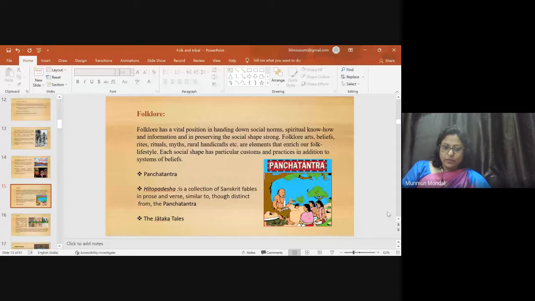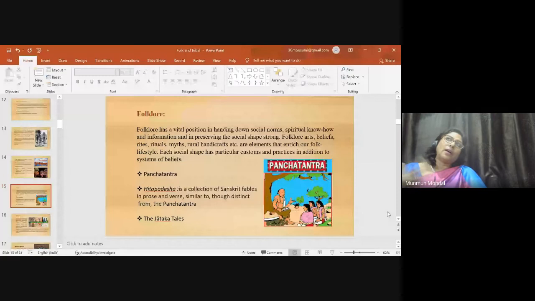And with these stories, definitely there are some kinds of hitopadesha, some good learnings, and this is having a tremendous impact on the present generation. And it is a very popular part of customs and practices in addition to the systems of belief. This Panchatantra I have already mentioned, and Jataka stories. Jataka stories, I think most of us are very much accustomed to since our childhood. Jataka stories deal with the earlier births of Buddha, Gautam Buddha.